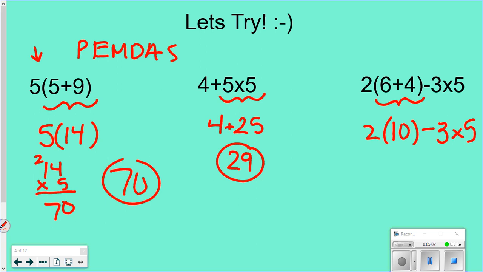So multiplication, I'm just going to do, so 10 times 2 would be 20. I'm going to bring my subtraction sign down, and then I'm going to figure this out because my multiplication comes next. Now, 20 minus 15, and I get 5. So using your steps, if you didn't use your steps and you did minus 3 first and then times 5 there, you would come up with a completely different answer.